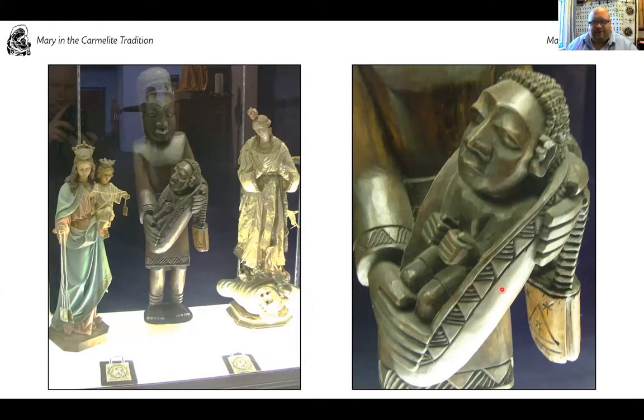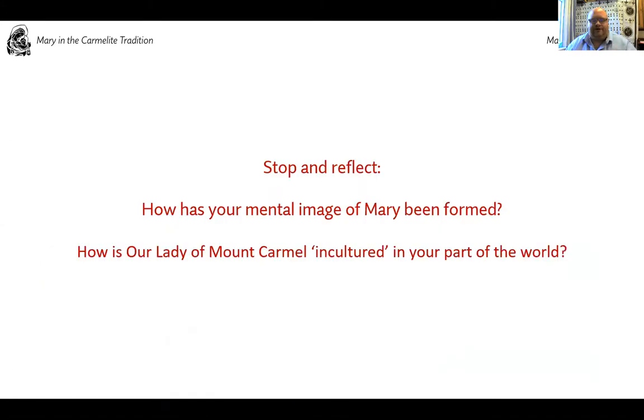And we know it's Our Lady of Mount Carmel because she has this scapular over her arm. And I think it's a rather lovely image. So I invite you, before we go any further, just to stop and reflect for a moment. How has your mental image of Mary been formed? When you think of Mary, what sort of ideas and images come to mind?